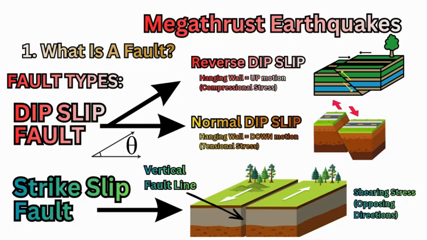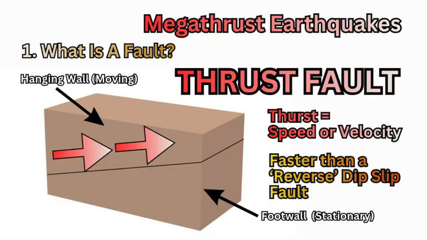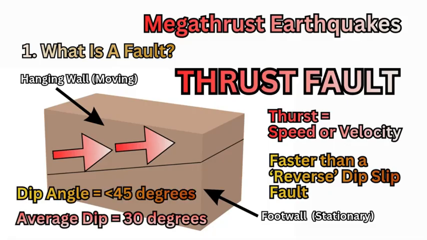Now, a megathrust earthquake is a special kind of reverse dip slip called a thrust fault. The thrust means the speed in which the hanging wall is moving and displacement occurs. Now, the fault line has a certain angle. It has to be less than 45 degrees to be classified as a thrust fault, but the average angle of the reverse dip slip in terms of a thrust fault is around 30 degrees. This means that the hanging wall can move quickly and explode up when the compressional stress is applied to this type of fault.